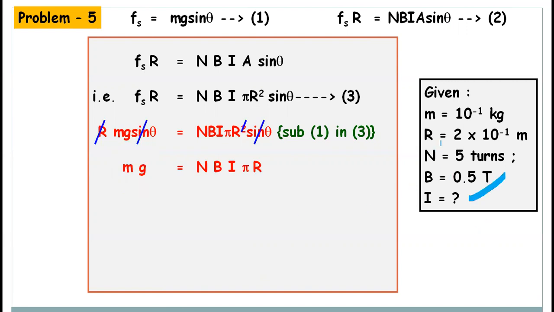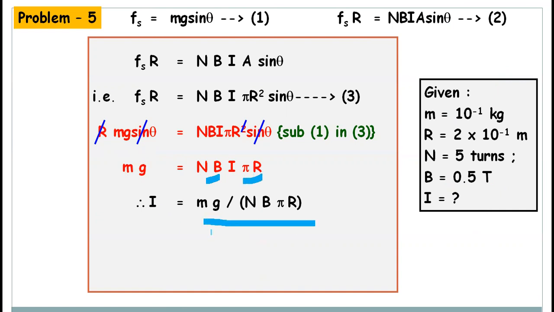So for quick reference, I have pasted the data once again here, whatever we have collected and are given. Our aim is to find the current that has to be passed through the sphere for its equilibrium. Therefore, I is equal to, taking the remaining terms N B pi R to the left hand side, mg divided by N into B into pi into R. Now mass of the sphere is given as 10 power minus 1.